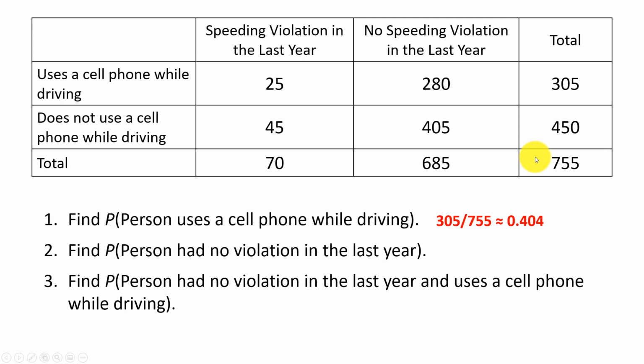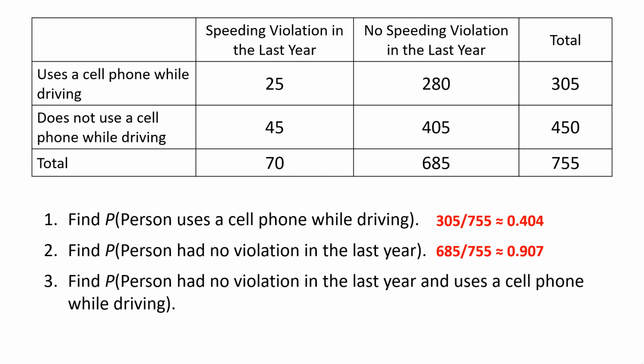Number 2, find the probability a person had no violation in the last year. And now, again, we're not restricting our sample space. We're still talking about the total 755 people. Out of the 755 people, how many of them did not have a speeding violation in the last year? That would be 685. So our probability would be, rounded to 3 decimal places, 0.907.